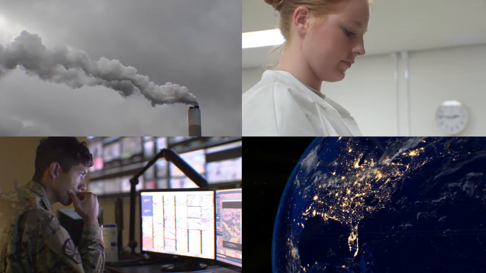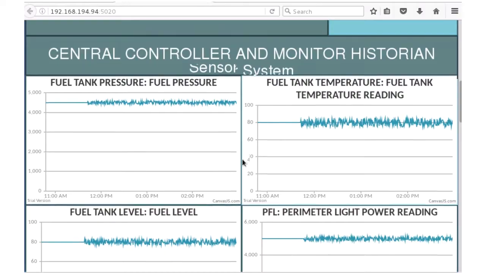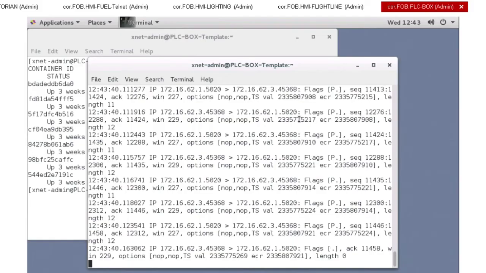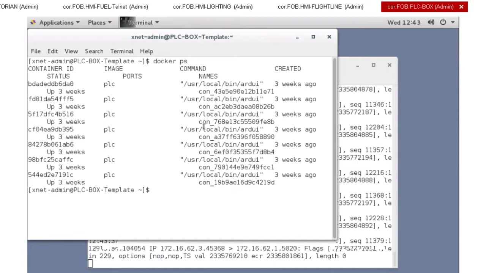the training mission. Students can interact with realistic SCADA human-machine interfaces, HMIs, and intercept industry-standard Modbus protocol traffic within the simulation. Python, Docker, and Linux comprise the core technologies that make the SCADA simulator possible.